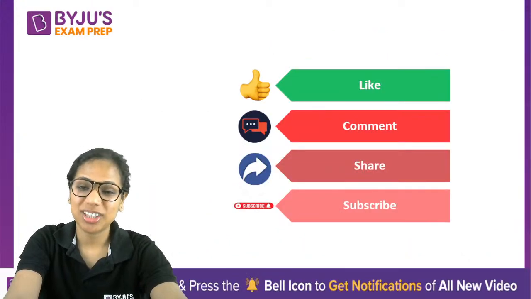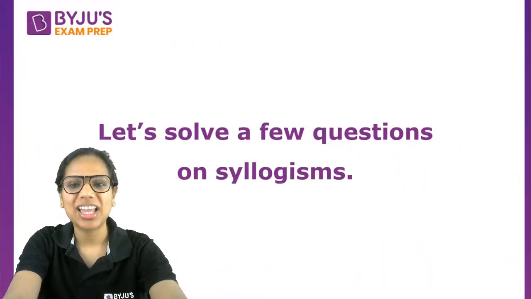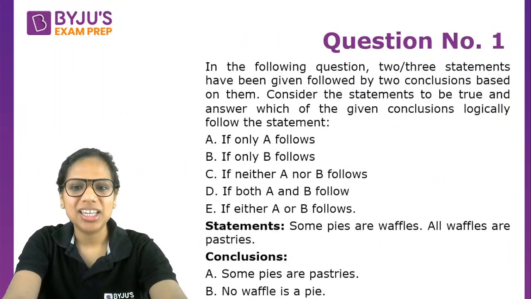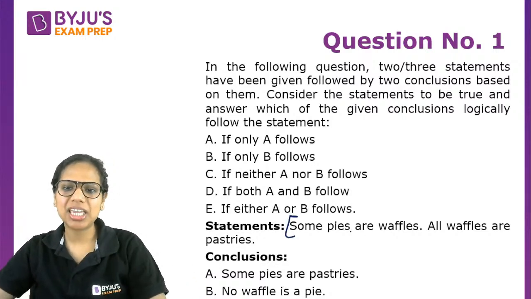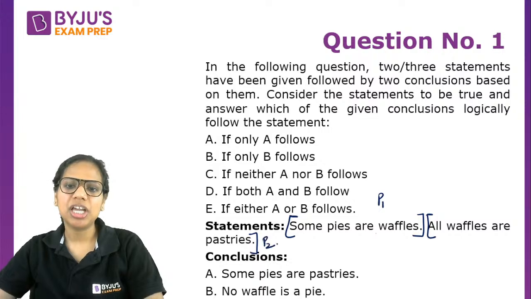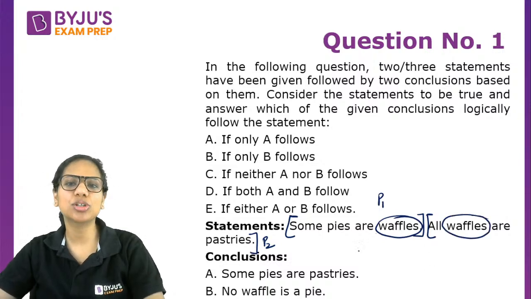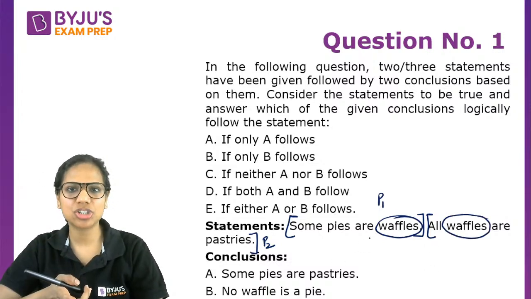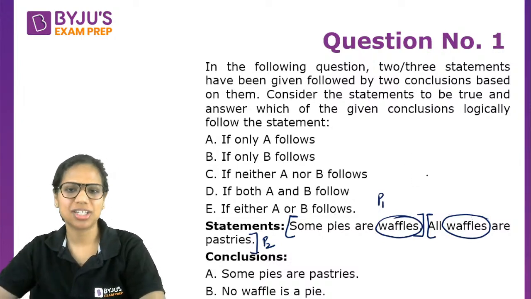Now, I hope you've been enjoying the session. Now, we are about to begin some questions, right? So, let's see. Here is a very basic question on syllogism. Some pies are waffles. This is your premise 1. All waffles are pastries. Remember, in the first and second premise, there should be a common term. If there is no common term, then how can you derive a conclusion on the basis of these two? There has to be some connection. So this term is called the common term or the middle term in the world of logic, right?